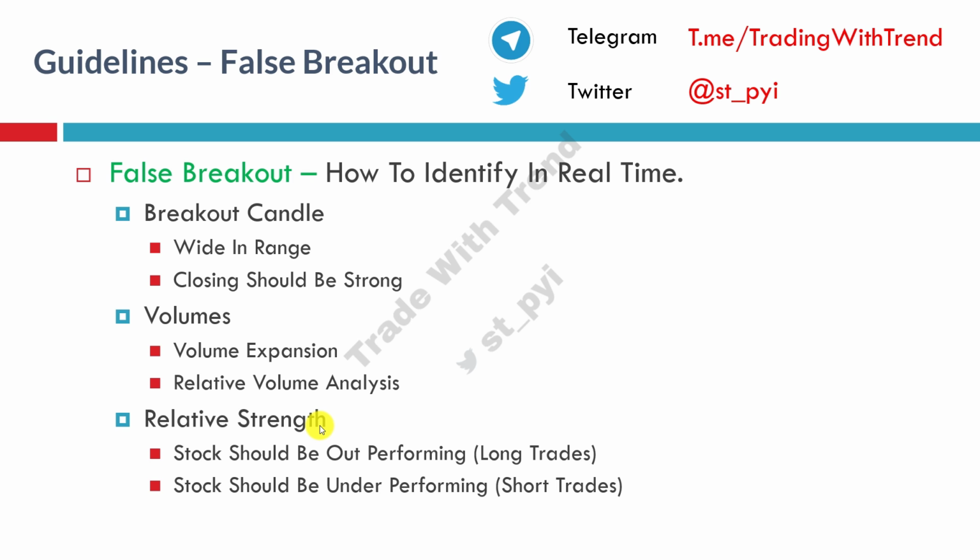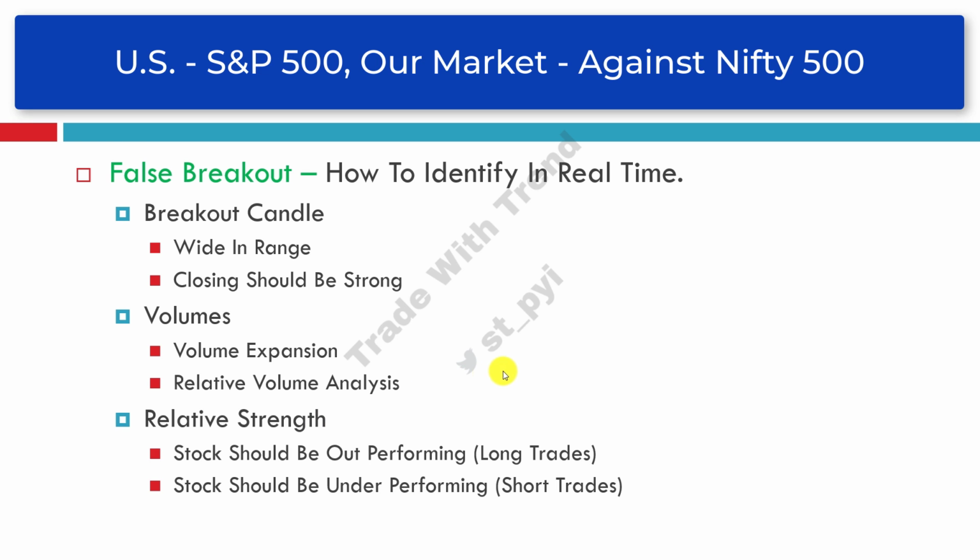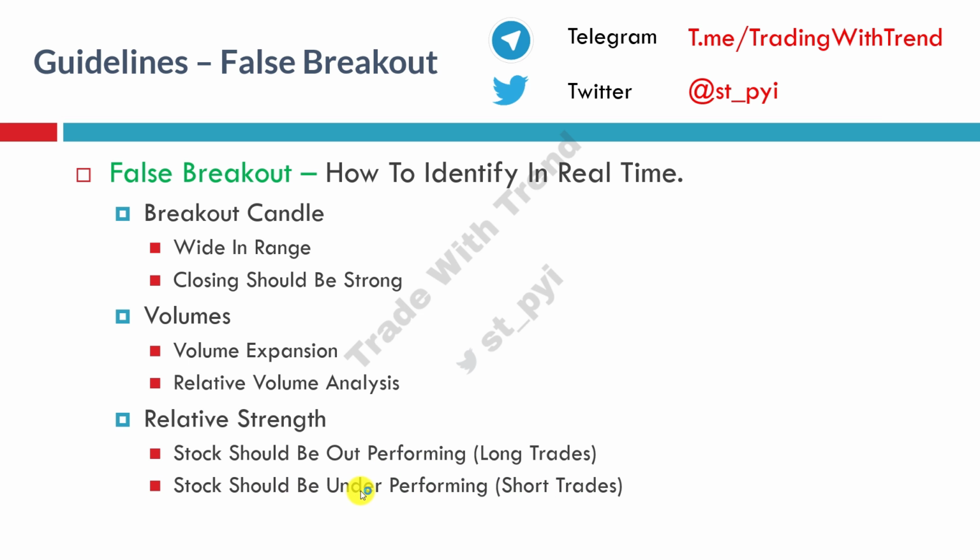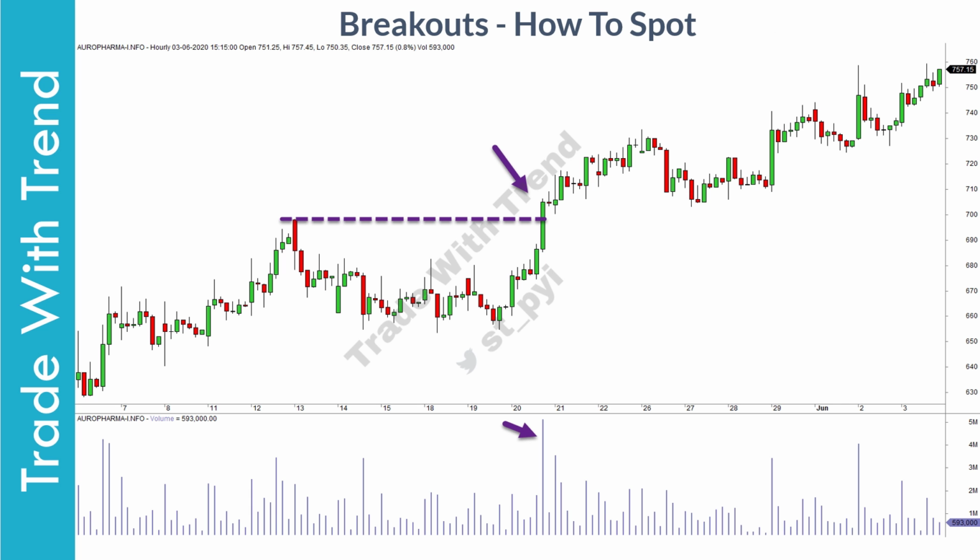For US markets, it is S&P 500. For our markets, you can prefer Nifty 500. For long trades, that is breakout on the upside, stock should be outperforming. And for short trades, stock should be underperforming the Nifty 500 index, as this would tell you that stronger participants are betting on the downside. So I'll just share some examples from the current month, that is June.